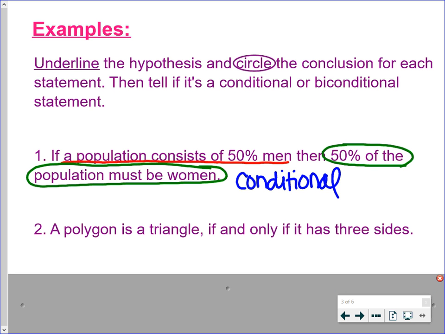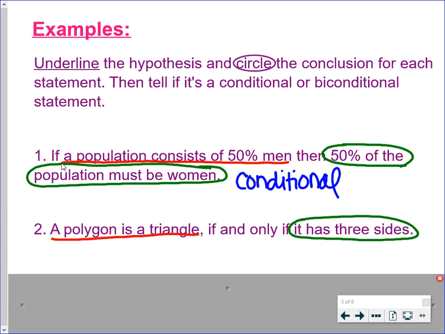A polygon is a triangle if and only if it has 3 sides. All right. Hypothesis and conclusion. The hypothesis goes with the if. We don't have an if here. We have if and only if. We don't have an if then. So the first part of it is going to be our hypothesis. A polygon is a triangle is our hypothesis. The stuff after the if and only if is going to be our conclusion. Conclusion is it has 3 sides.